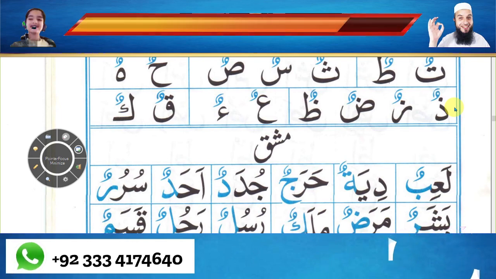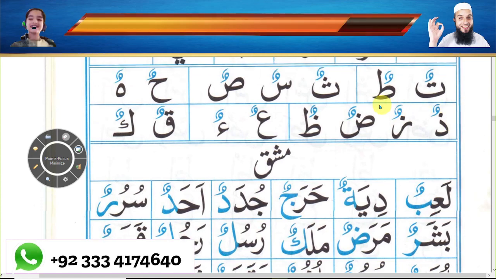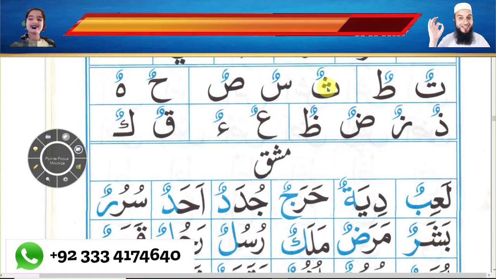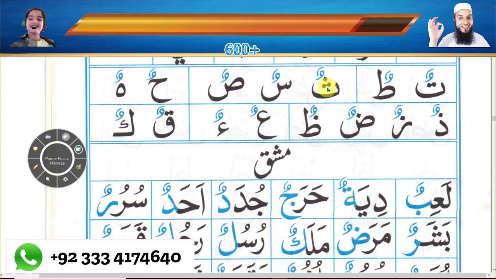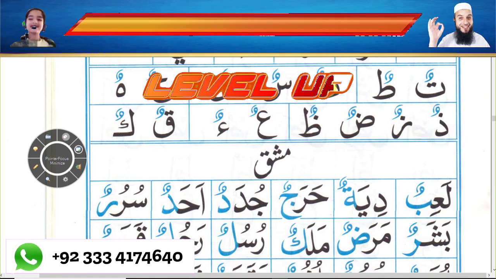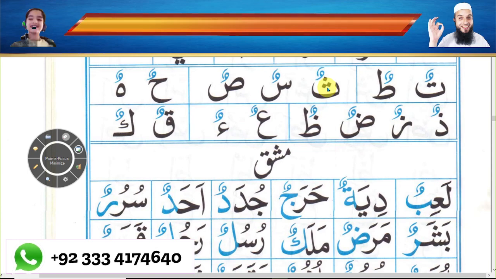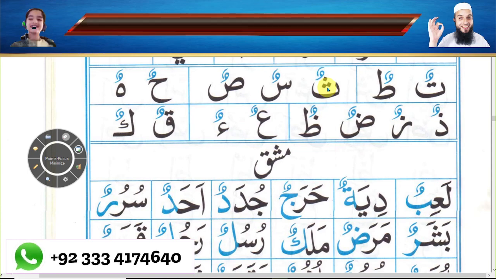Good job. Okay, now tell me, from which place, where should we touch our tongue while reading the letter tha? At the edge of the upper front teeth. Brilliant. Tip of the tongue touching at the upper edge of the upper front teeth. Should it be pressed gently or hardly? Gently, softly. Good job.